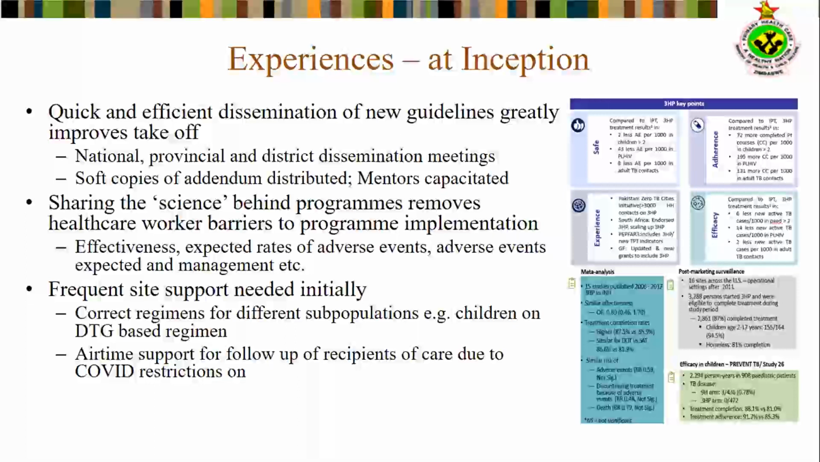And then frequent site support was needed initially, especially in the very, very new aspects. Like in this case, we have adults on DTG-based regimens taking 3HP, but children on DTG-based regimens are not yet recommended for 3HP. So those were the things that we needed to support healthcare workers on until they had really gotten a grasp on the differences between the two. And then we also had to provide airtime support for all the participating facilities for follow-up of clients who had been enrolled on 3HP, and this was largely also because of the COVID restrictions which were going on.